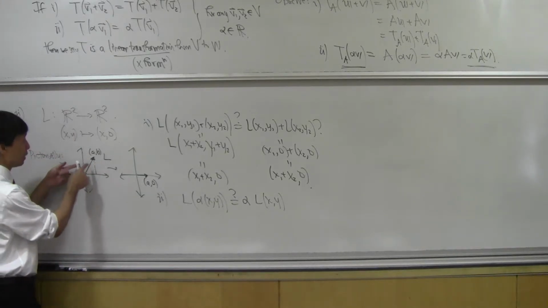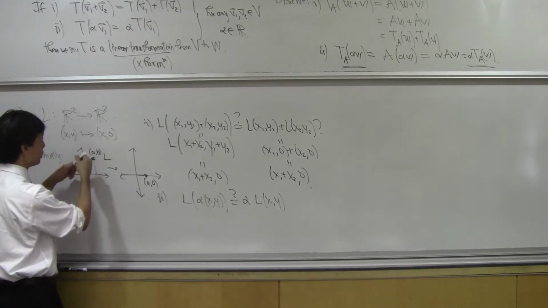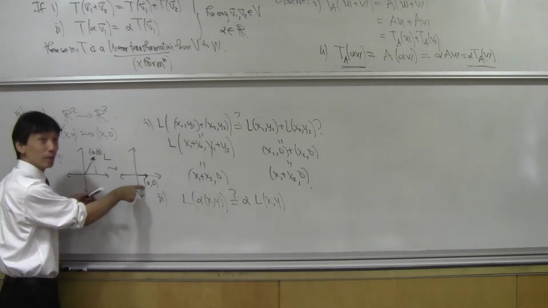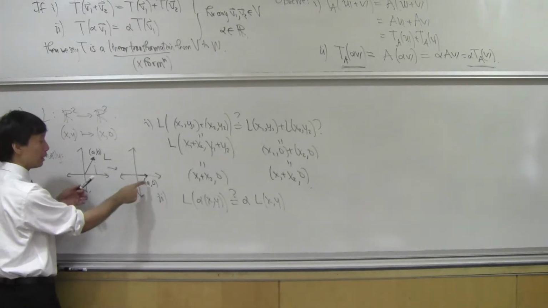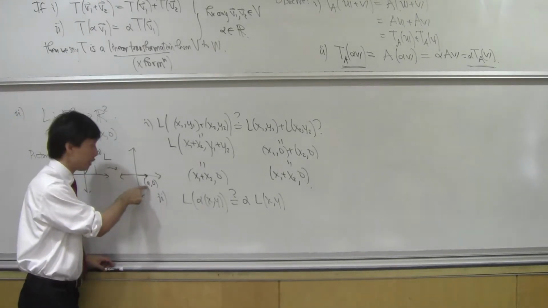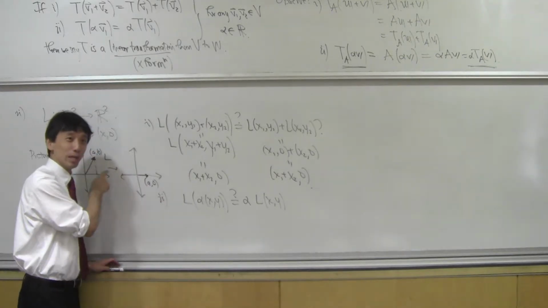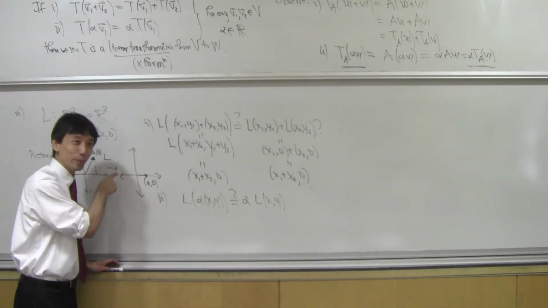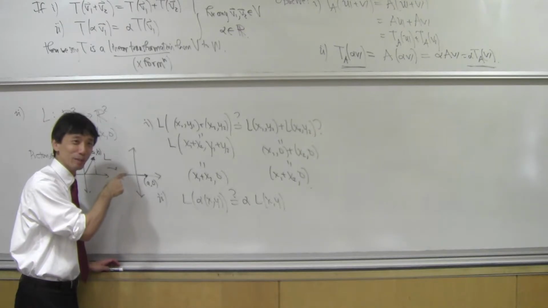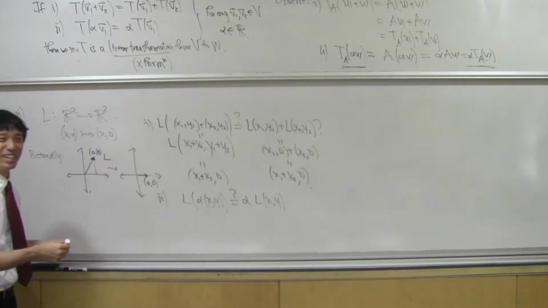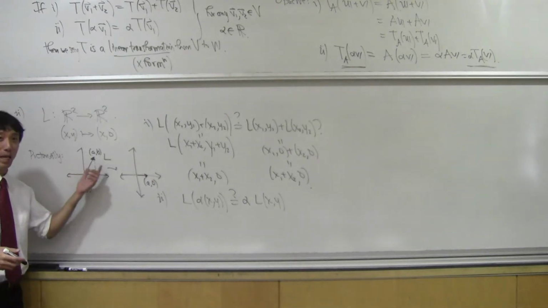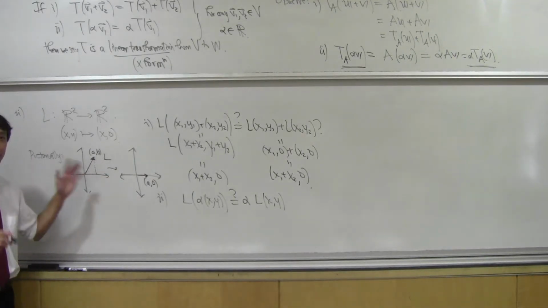Because if multiple things get mapped to the same vector, I can't go back. If I say the output was (a, 0), what did I start off with? I'll give you $1 billion if you guess what I'm thinking of. You're wrong. You can't go back. There's no inverse map for this guy.